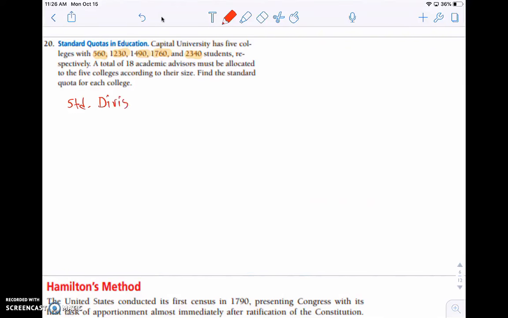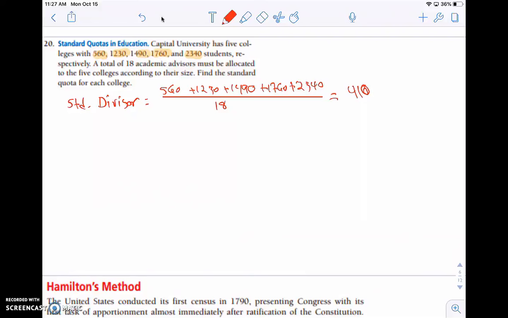So our standard divisor, we're going to take and add up all of the numbers. So you get 560 plus 1230 plus 1490 plus 1760 plus 2340. And then we need to divide that by the total number of academic advisors that we have, which is 18. And we get a standard divisor of about 410. So we're going to allocate approximately one academic advisor for every 410 students.